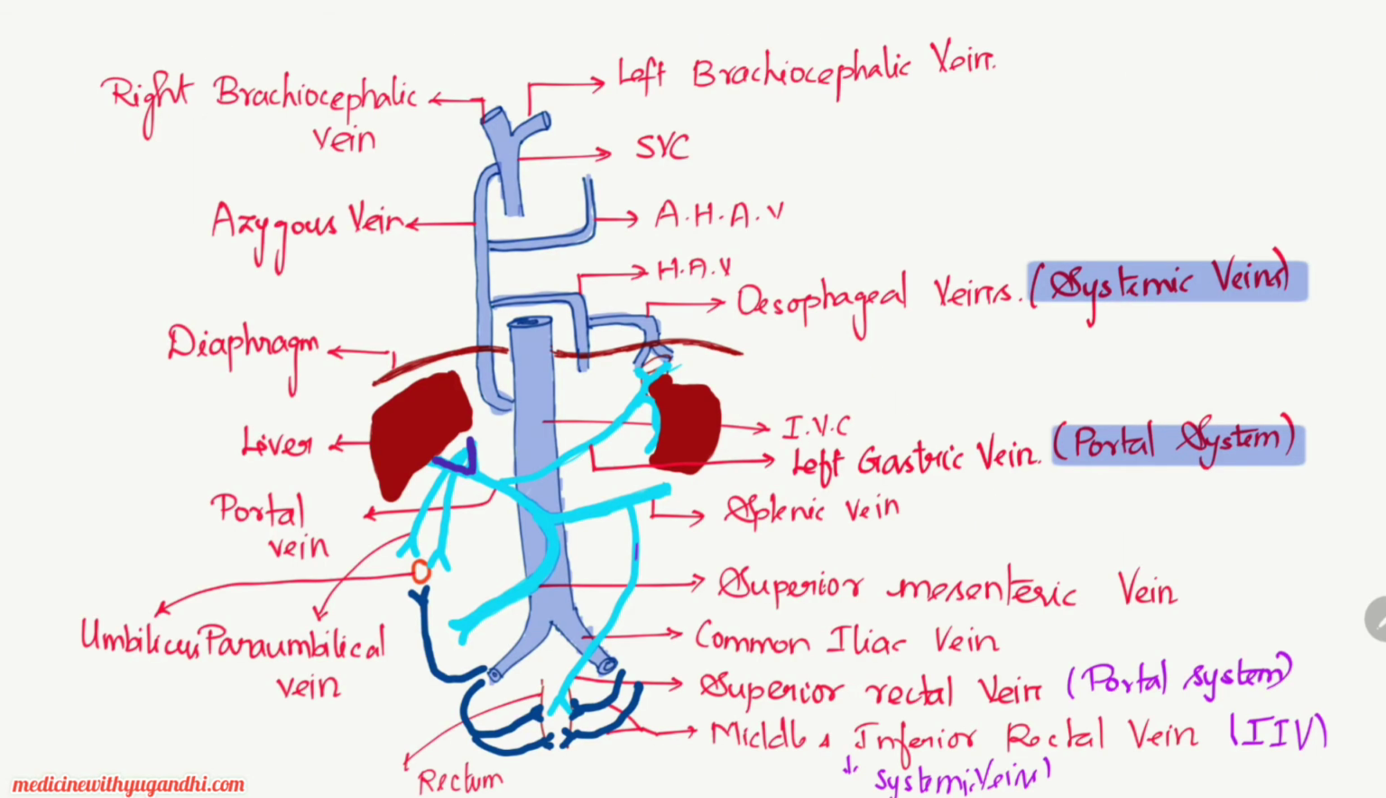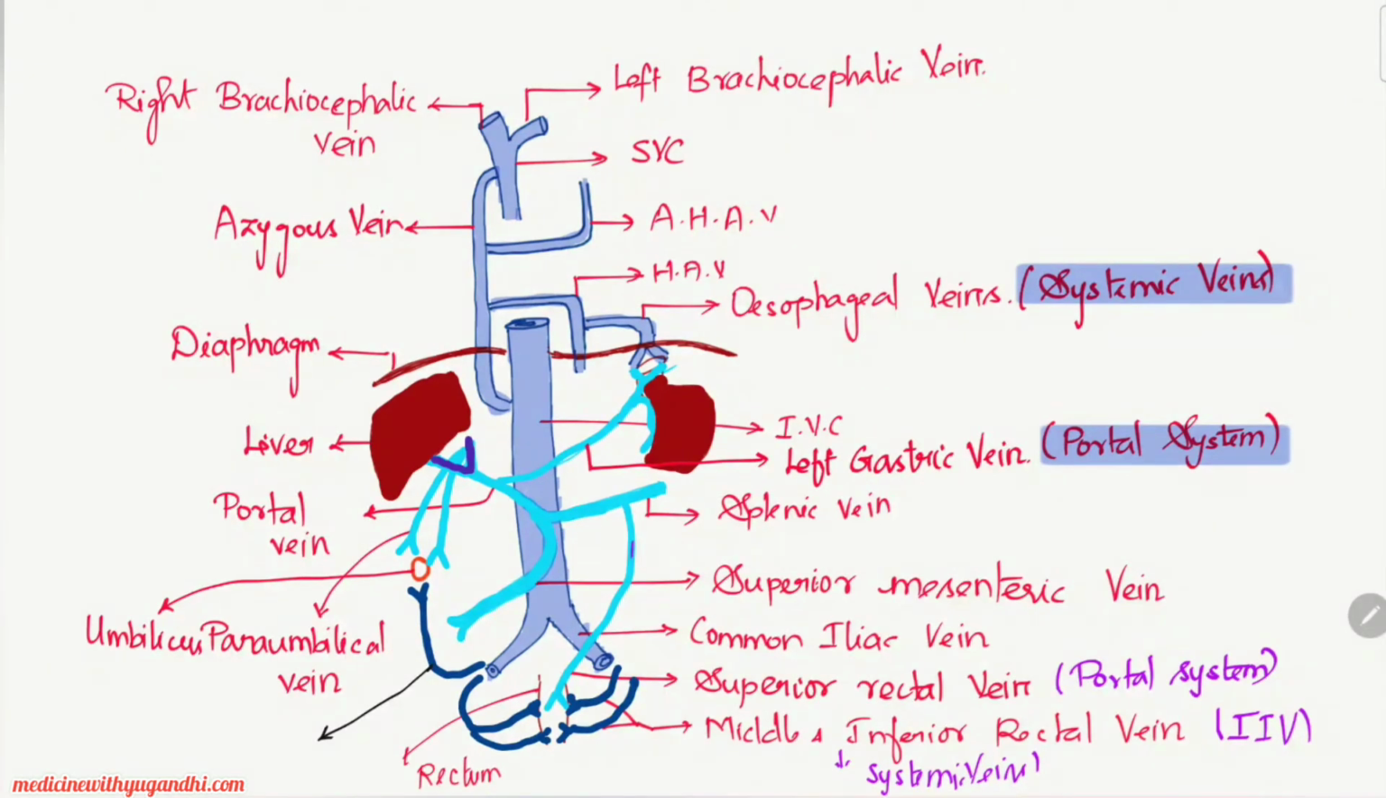Coming to the portocaval anastomosis at the site of the umbilicus. So here you could see the paraumbilical veins. So this is the umbilicus. These paraumbilical veins anastomose with the veins of the anterior abdominal wall. What you are seeing here is the vein of the anterior abdominal wall. Actually, the veins of the anterior abdominal wall are more in number. Just for a diagrammatic representation, I have represented them with a single vein.